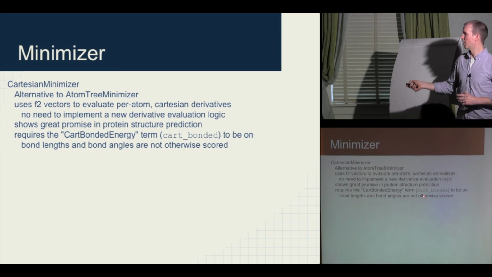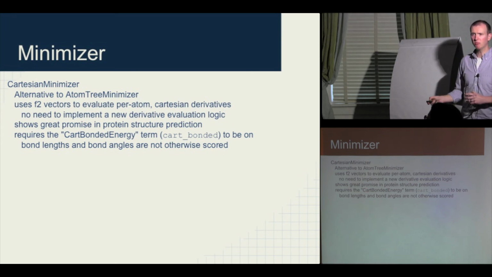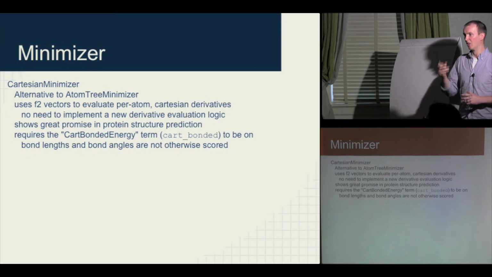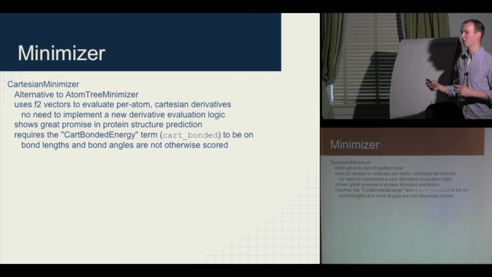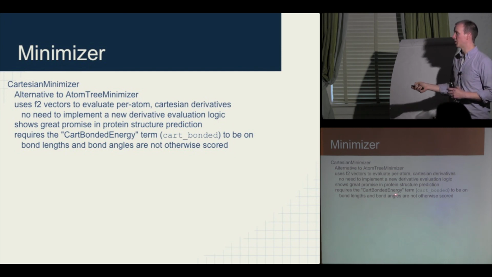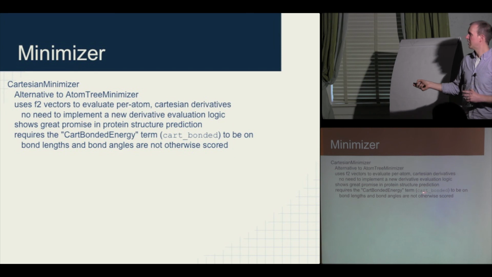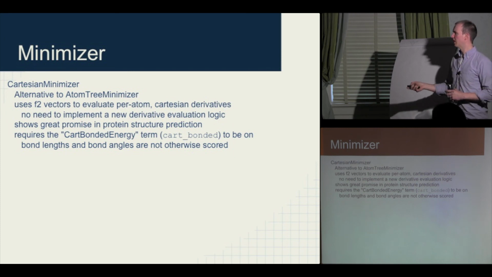It does require that this cart-bonded energy term is active in your score function. Otherwise, it won't respect bond lengths and bond angles, and you'll have awful things happen to your structure. So you need this term on in order to use it. And that's activated if you use this score type. And I think the recommended weight is 0.5 for cart-bonded energy.